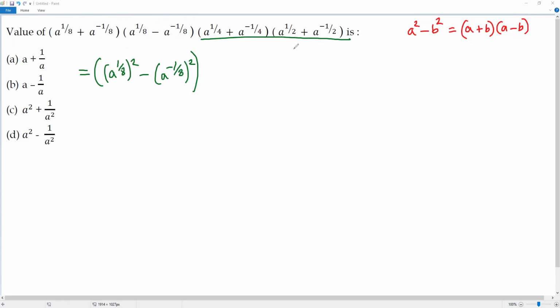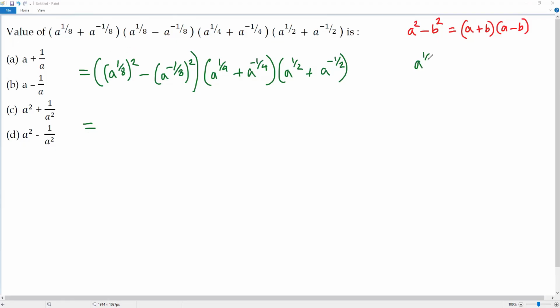Now we can write these two binomials as it is. That is a to the power of 1/4 positive a to the power of negative 1/4 times a to the power of 1/2 positive a to the power of negative 1/2. Okay, now let's simplify this one. That is a to the power of 1 over 8, the whole square, equals to, here a power is raised to another power. Whenever a power is raised to another power, we have to multiply the two exponents. Then I'm getting a to the power of 1 over 8 times 2. Here 2 goes into 2 1 times, 2 goes into 8 4 times. I'm getting a to the power of 1 over 4. So the simplification of this one is a to the power of 1 over 4.